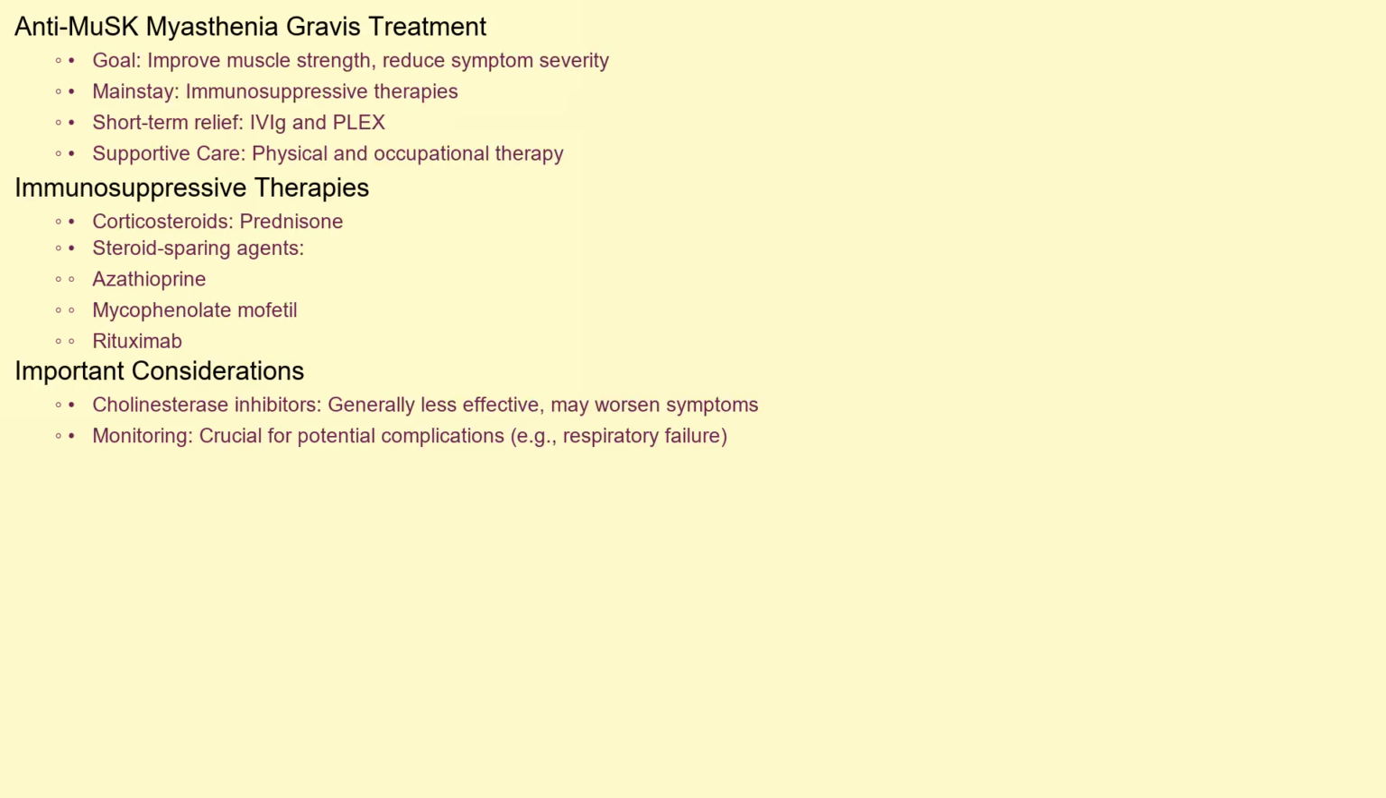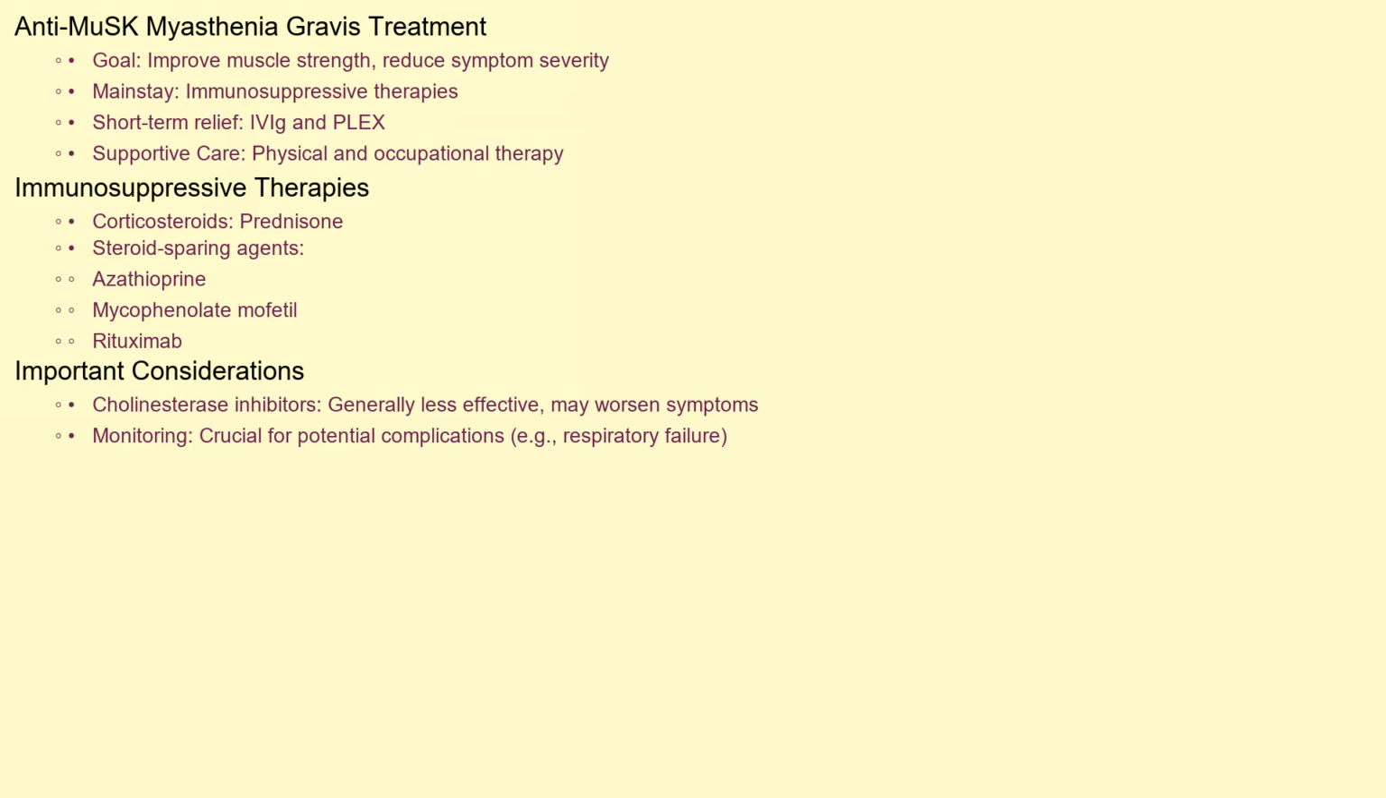While myasthenia gravis can be broadly categorized based on antibody status, such as anti-MuSK positive, anti-AChR positive, and seronegative, anti-MuSK myasthenia gravis itself doesn't have widely recognized distinct subtypes. However, the severity and specific symptoms can vary significantly between individuals. Some patients may experience predominantly bulbar symptoms, while others may have more generalized weakness. Disease progression can also vary, with some individuals experiencing periods of remission and exacerbation, while others have a more chronic and progressive course.